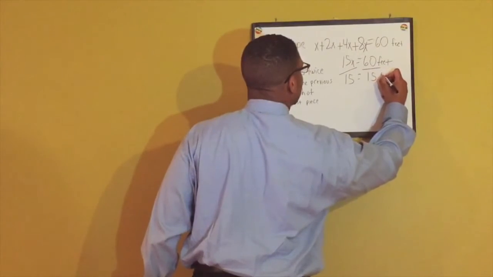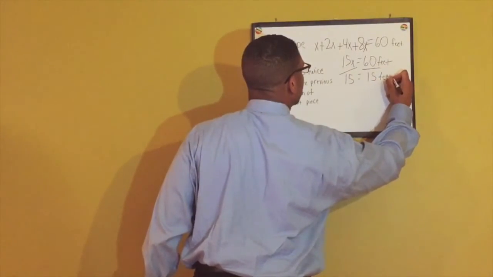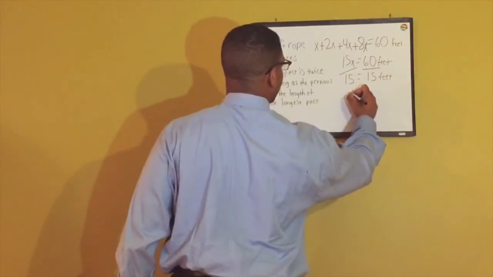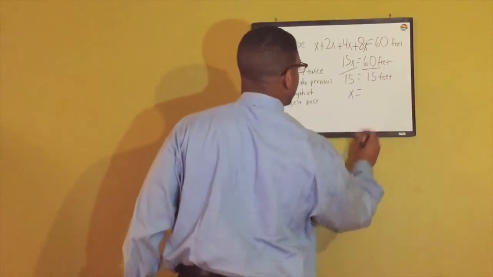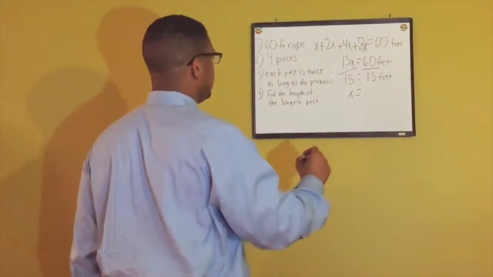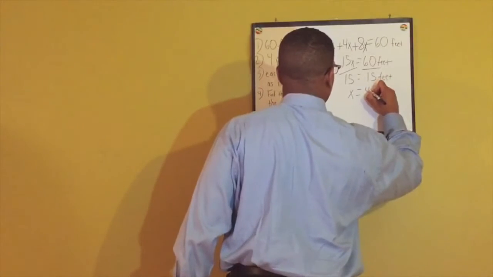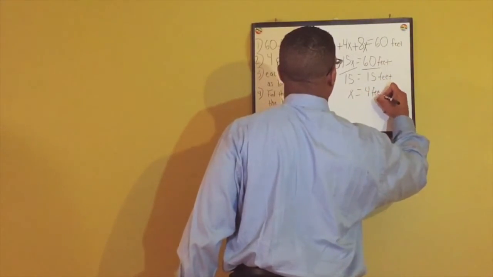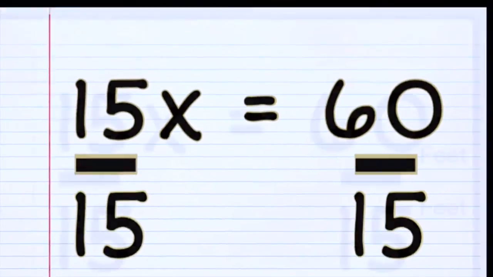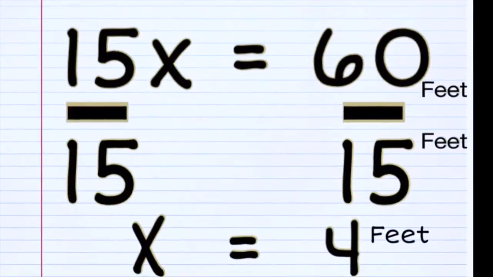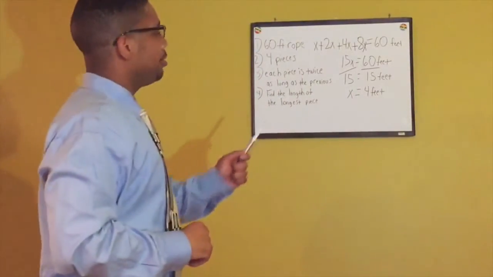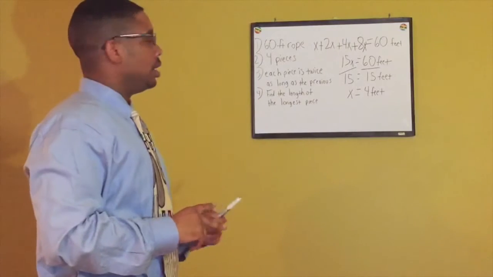Now, 15x divided by 15 gives us x. 60 divided by 15 gives us 4. And it's always good to keep your units throughout the problem so that you remember what you're exactly trying to find. I say keep the units in here because it gives you relativity to the problem you're trying to solve. Now, we found x. X equals 4 feet.